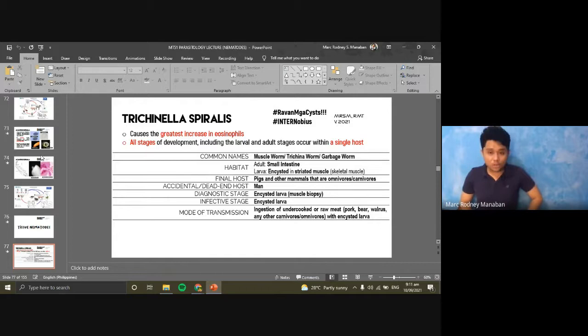And the meat could be pork, it could be bear, it could be walrus, it could be horse, that contains the encysted larva. But the most common source is pork. Okay? Ingestion of undercooked or raw pork.